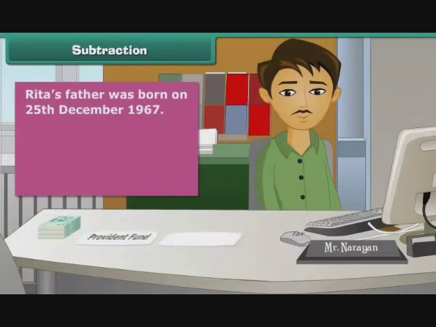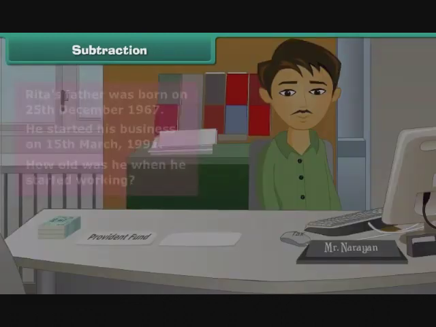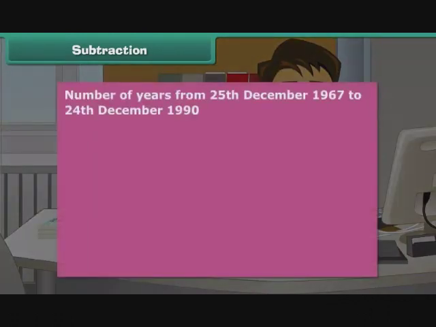Ria's father was born on 25th December 1967. He started his business on 15th March 1991. How old was he when he started working? Number of years from 25th December 1967 to 24th December 1990, which is 1990 minus 1967, means 23 years.